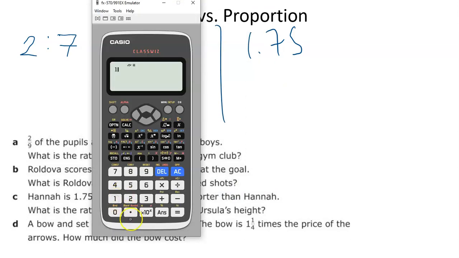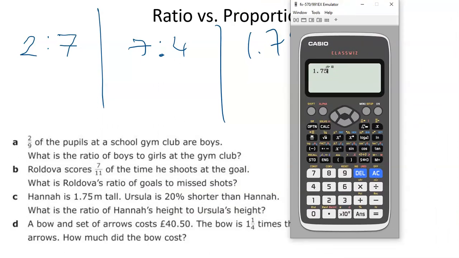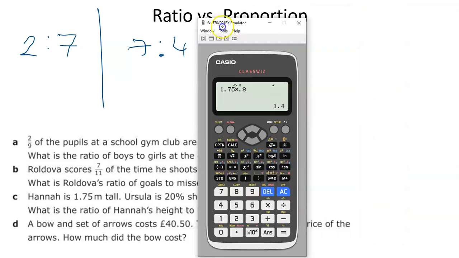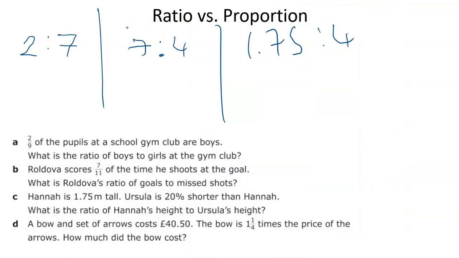Okay, so 1.75. We need to make it 20% shorter than Hannah. So if we lose 20%, then we're left with 80%. So times by 0.8, and we've got 1.4. Now, technically, you could leave it like that, but it's not really a nice ratio because of the decimals. So we could say 175 to 140, and then we can start cancelling down.